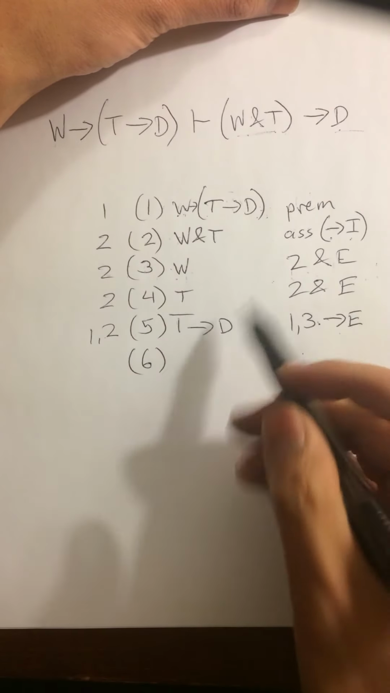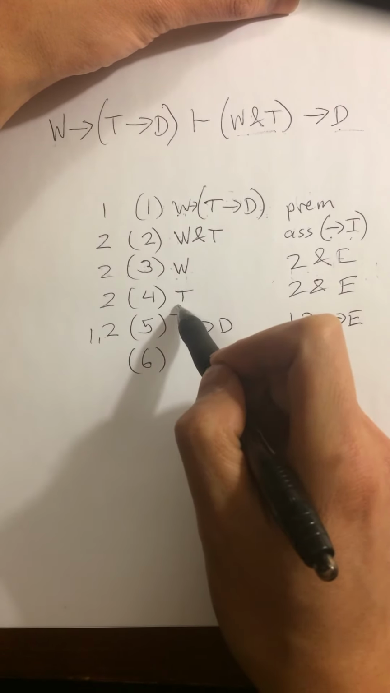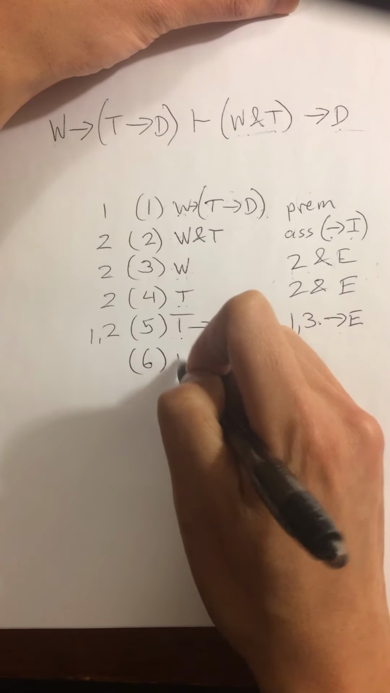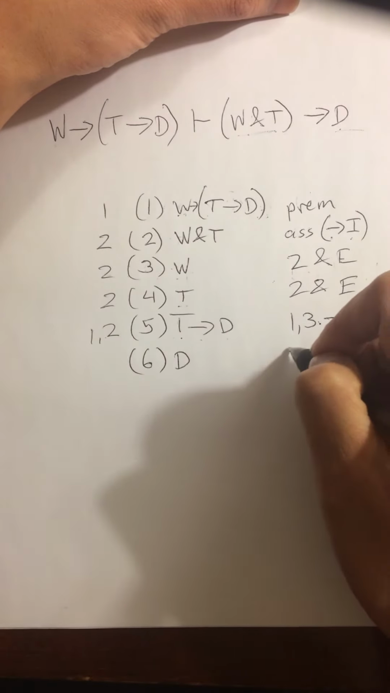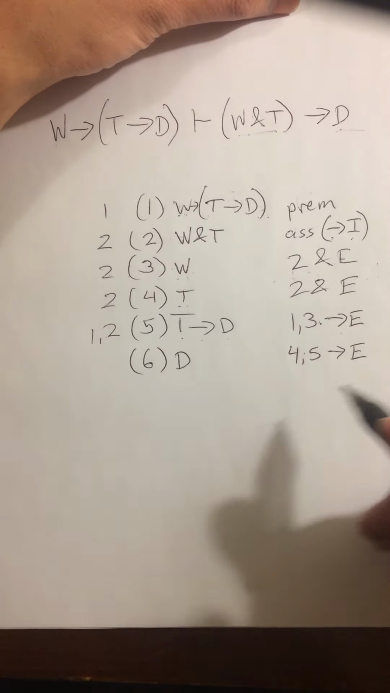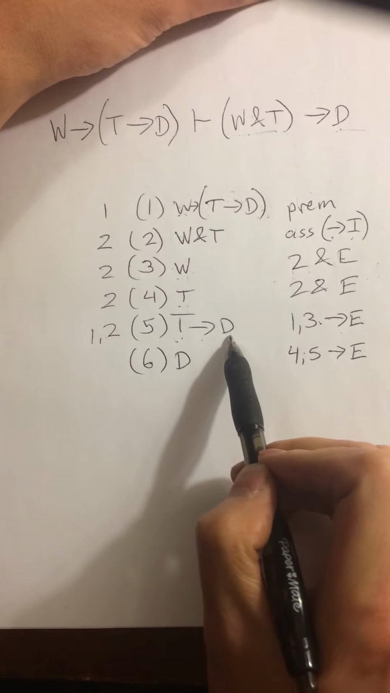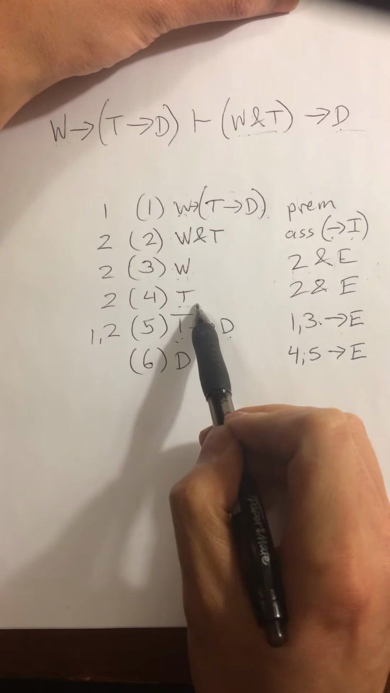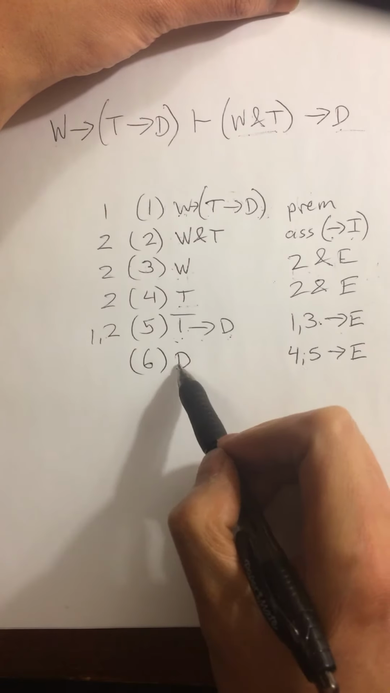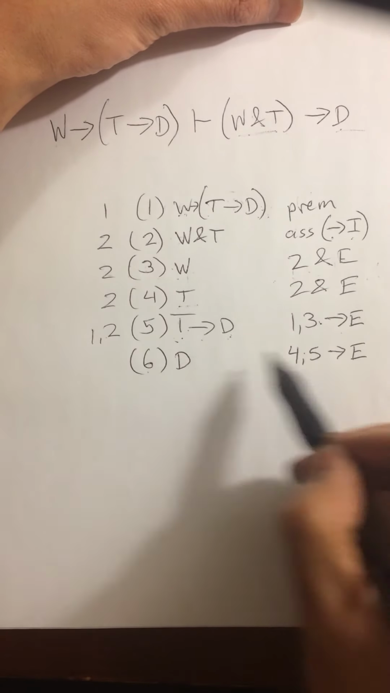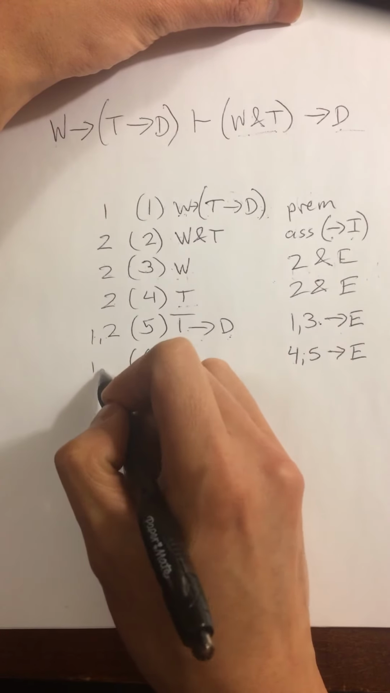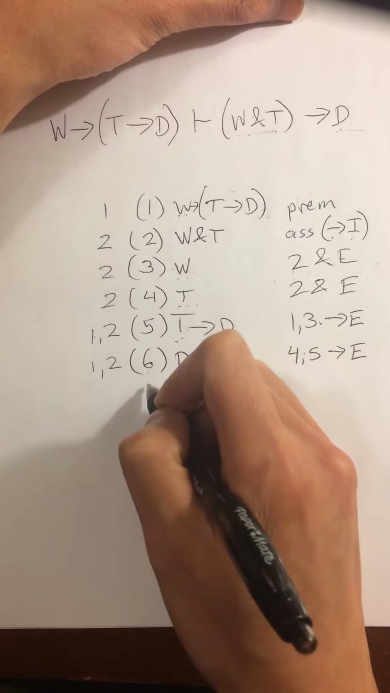On line 6, since we also have the antecedent to this conditional, we can derive D. I'm going to derive D using 4 and 5, again arrow elimination. This is the large conditional, and this is the antecedent to that conditional, which allows me to derive D. Likewise, the dependency number for 6 comes from 4 and 5, which is 1 and 2. We don't have to repeat 2, so it's just 1 and 2.